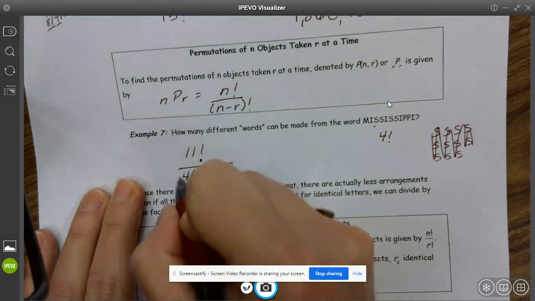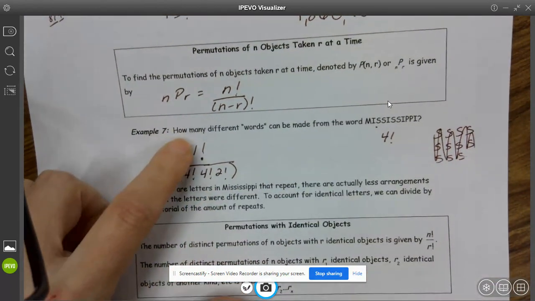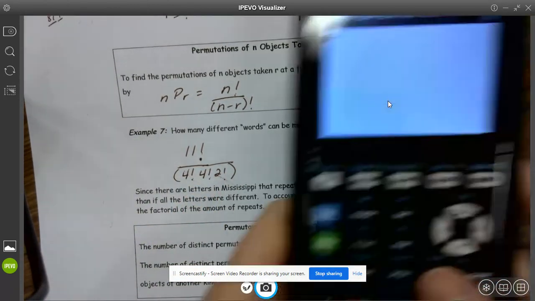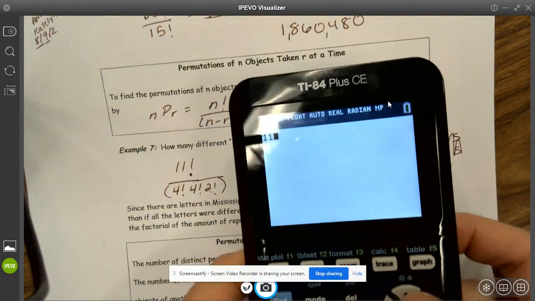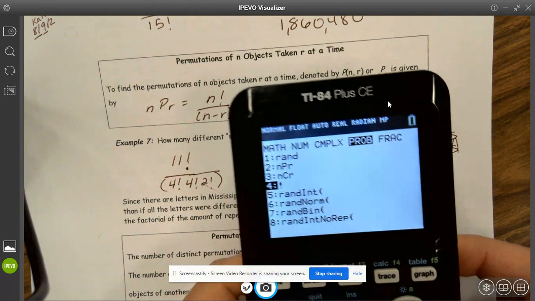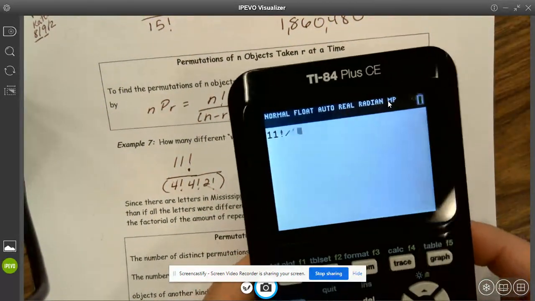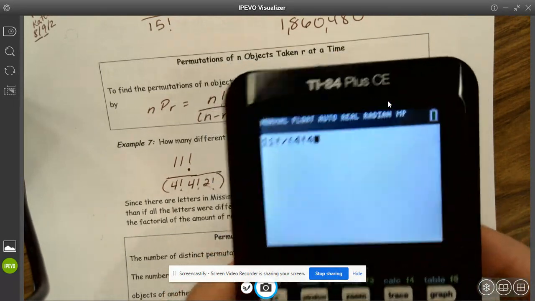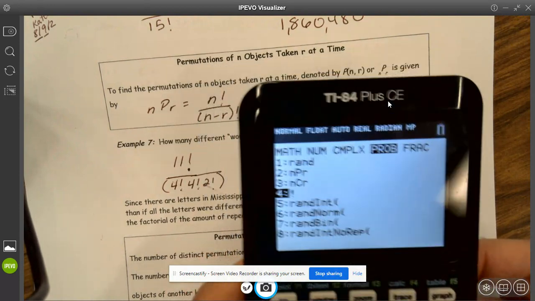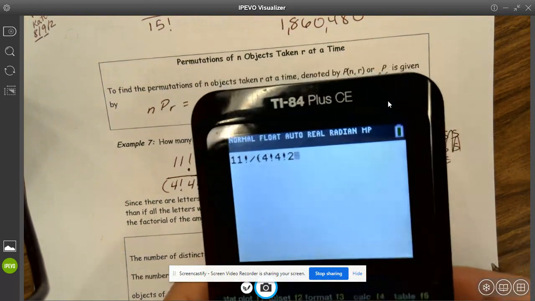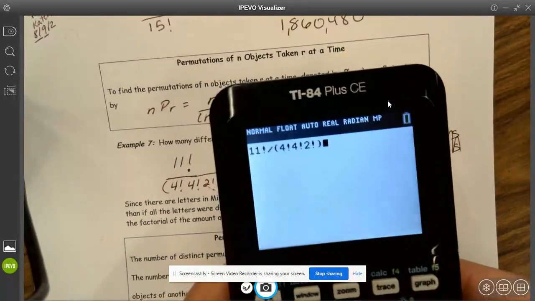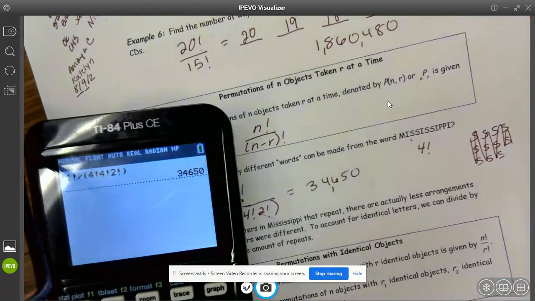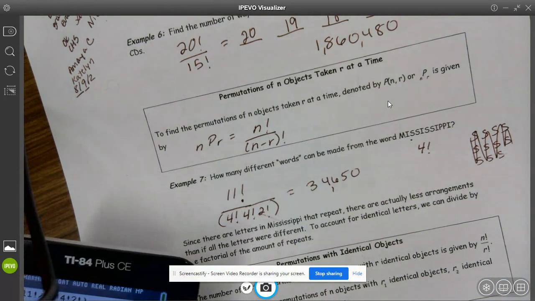So what you need to do is put this in the calculator with parentheses, because it'll just be 11 factorial divided by 4 factorial unless you use the parentheses. And that would use multiplication. So 11 math probability all the way down to factorial divided by parentheses 4 factorial, 4 factorial, 2 factorial, equals 34650. So there's over 34,000 arrangements that can be made.